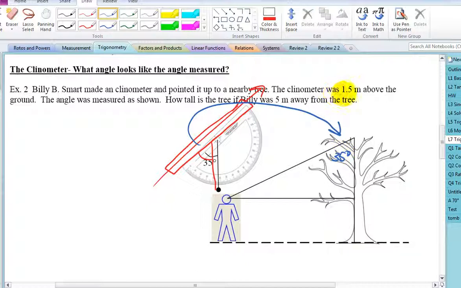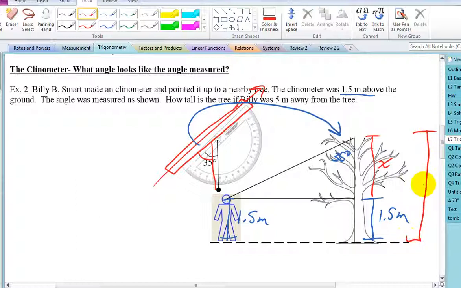It says the clinometer is 1.5 meters above the ground. So the man basically is standing here at 1.5 meters high, but it's also this distance over here, 1.5 meters. What we have to do is find x, and then we can find the entire height of the tree. What will we do once we find x?